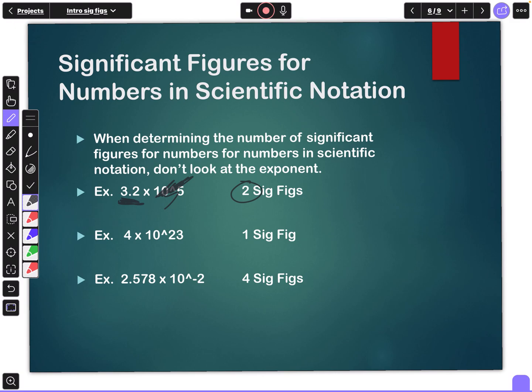Our next example, 4 times 10 to the 23rd. We just pretend like that times 10 to the 23rd is not there. We'd only have one significant figure because of that 4. It's a non-zero number. And then our last example here, 2.578 times 10 raised to the negative 2. We don't even look at this right here. We only look at this number. It's 4 non-zero numbers that would all be significant, so it would be 4 significant figures.